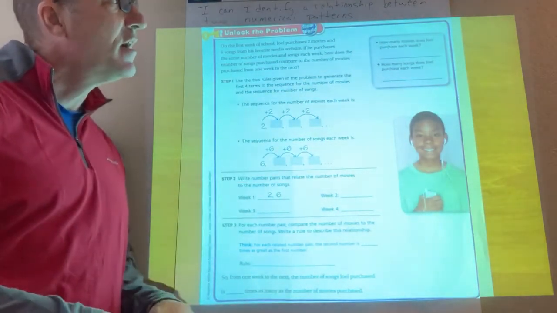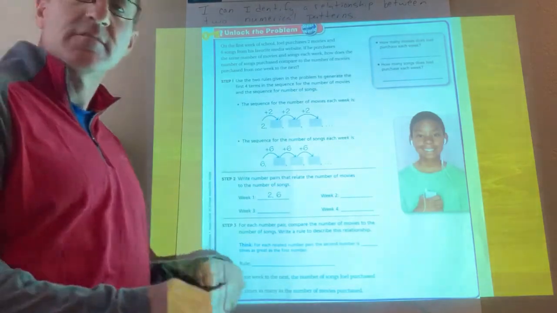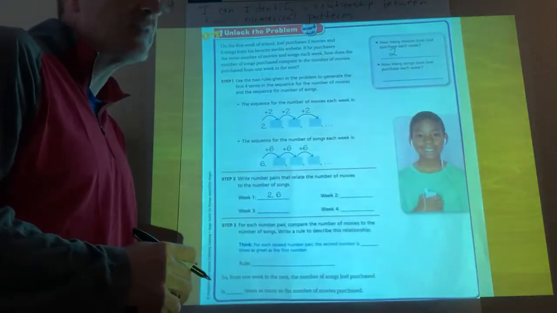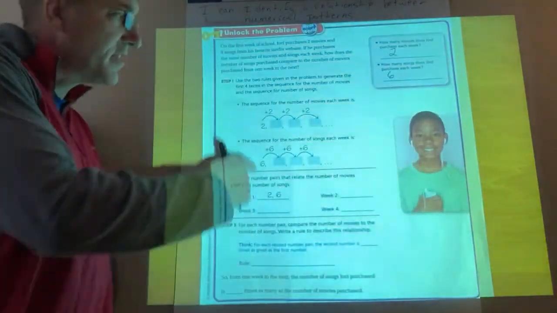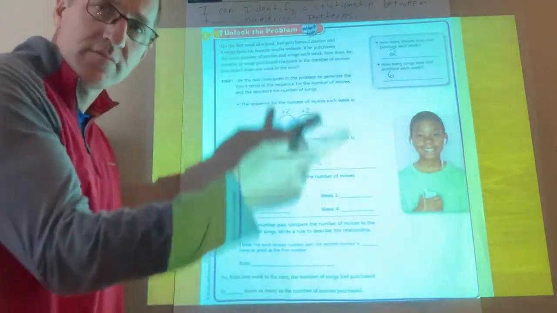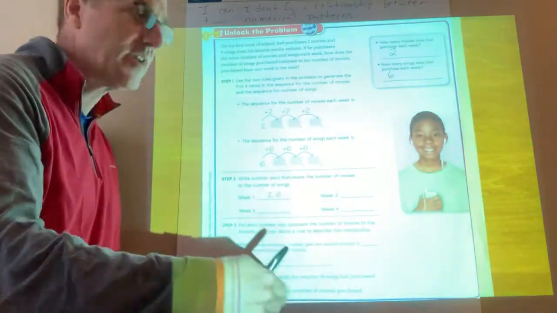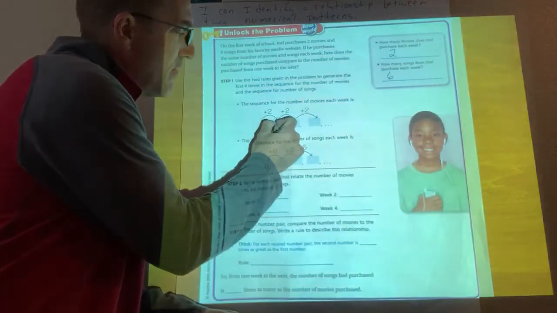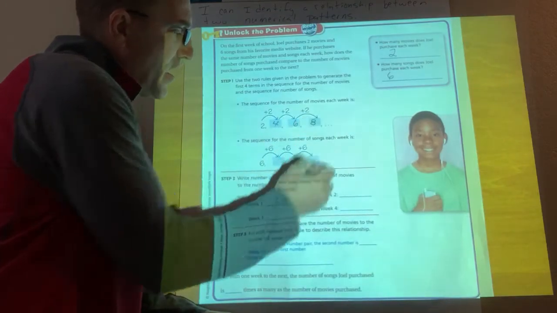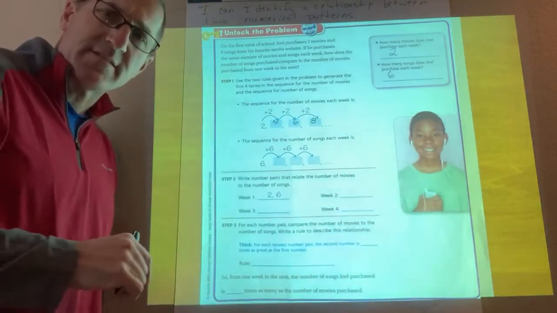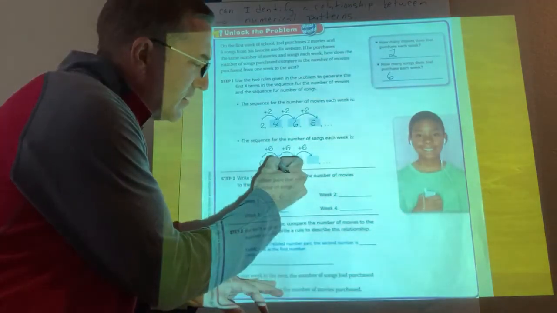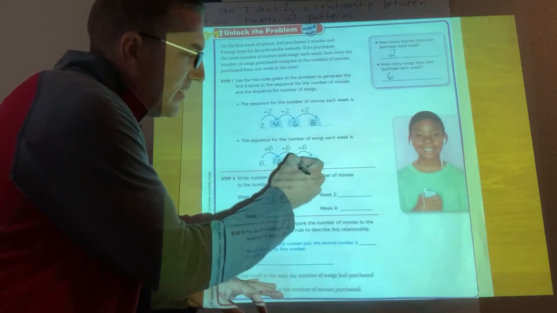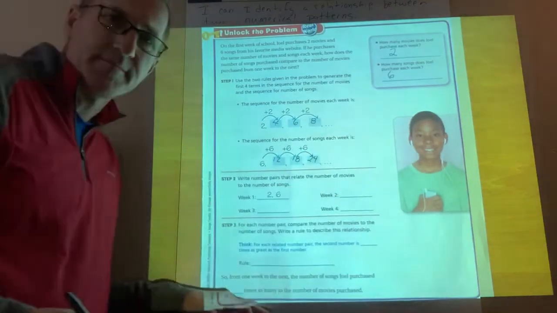How many movies does Joel purchase each week? 2. Go ahead and write 2 in there. And how many songs does he purchase each week? We got 6. Go ahead and put that there. And then we're just going to fill in the pattern. So it goes 2, 4, 6, 8. So put those in there. 2, 4, 6, 8. And down here we're going by 6. So 6 times 2 is 12. So 6, 12, 18, and 24.